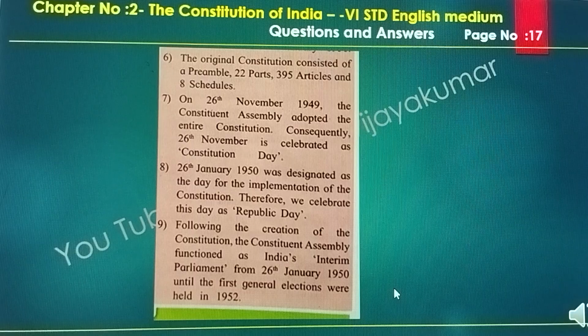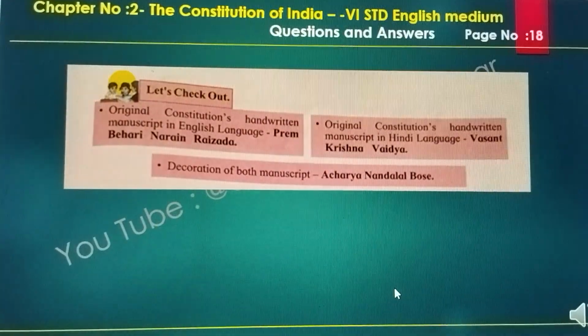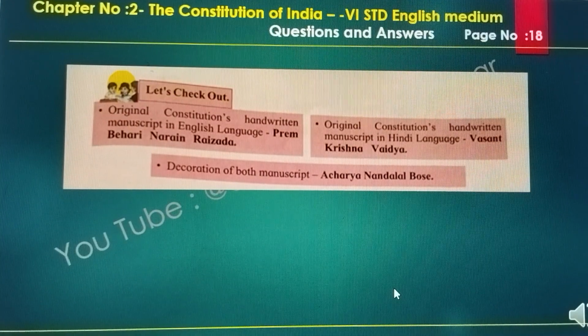Following the creation of the Constitution, the Constituent Assembly functioned as India's interim parliament from 26th January 1950 until the first general elections were held in 1952. Original Constitution's handwritten manuscript in the English language: Prem Behari Narain Raizada. Original Constitution's handwritten manuscript in the Hindi language: Vasant Krishan Vaidya. Decoration of both manuscripts: Acharya Nandalal Bose.